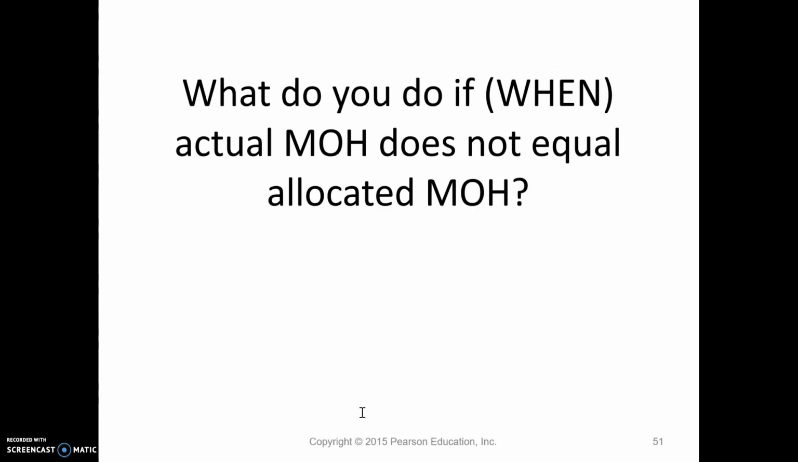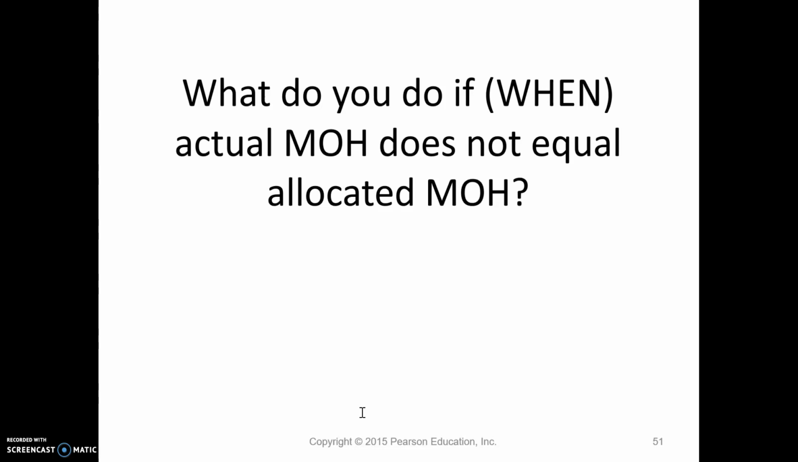However, the question is, what do we do if, and not if, when actual manufacturing overhead does not equal the allocated manufacturing overhead, right? It's not going to equal because we were dealing with estimates. We were estimating the overhead that we were going to incur. We were estimating how many direct labor hours or how many machine hours were going to be used when we came up with that rate. And so we're not going to be allocating the exact amount of overhead that was incurred.